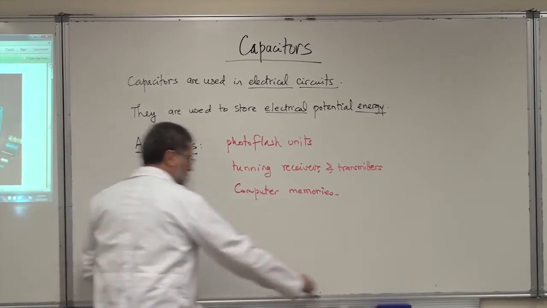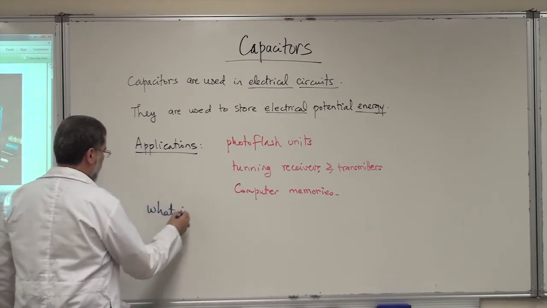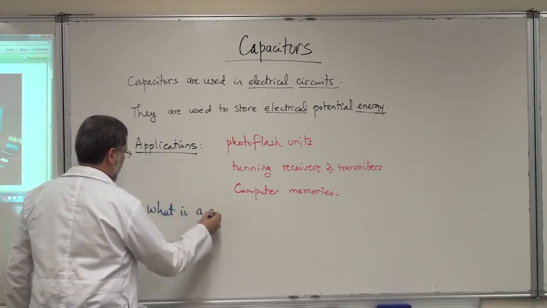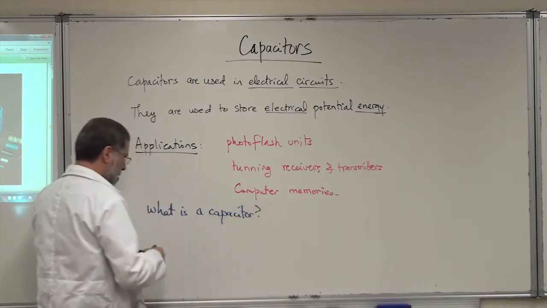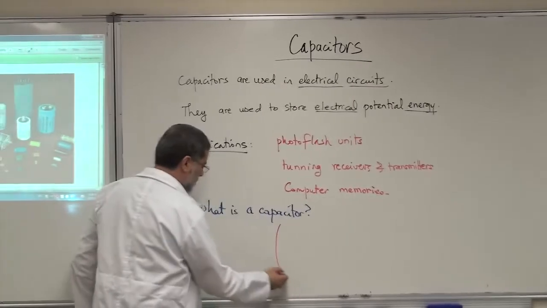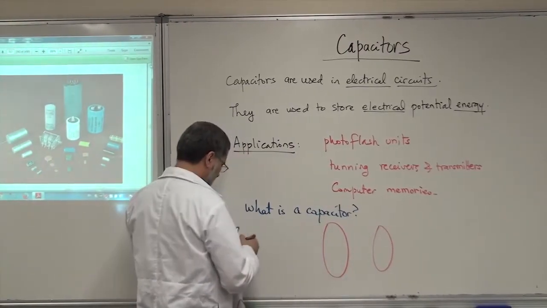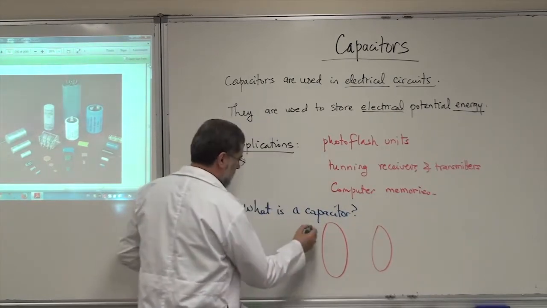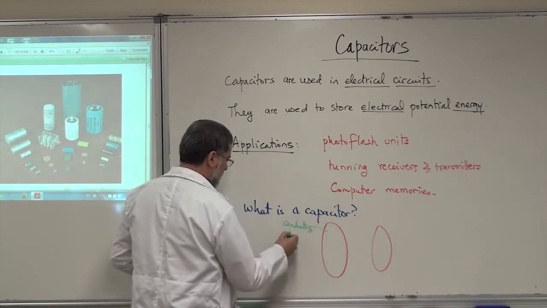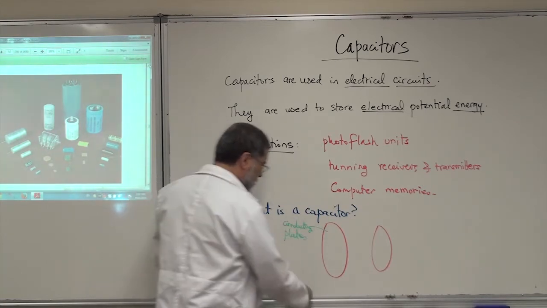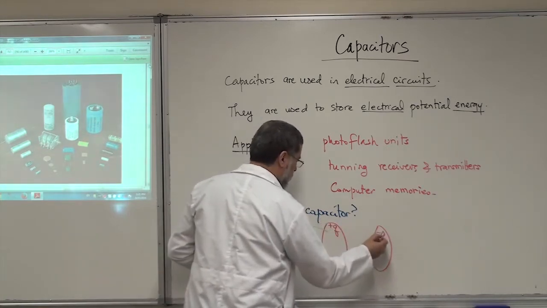So the question that you might ask: what is a capacitor? What is it formed of? To answer this question, a capacitor is made of two conducting plates. Be careful. They have to be conducting. And you charge them with a positive charge, Q, and a negative charge, Q, the same charge.